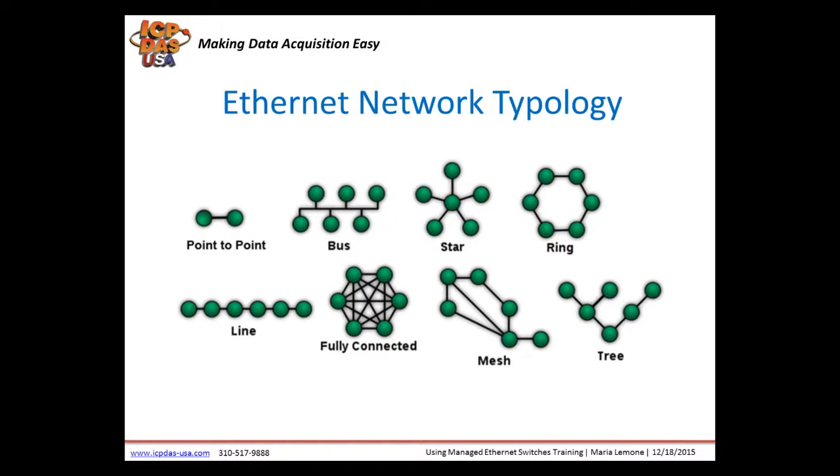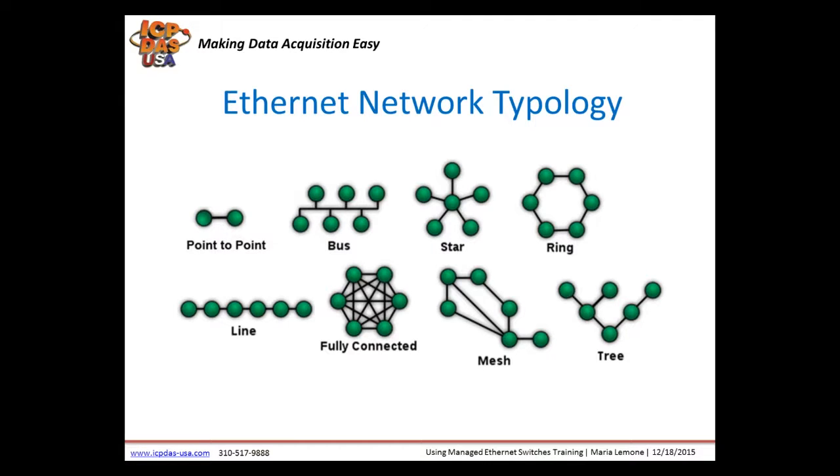Based on the physical layout of your network, there are different Ethernet network topologies that are implemented. A network with 2 devices and a cable between them is point-to-point. A network with more than 2 points is a bus network, which is a network where every node is directly connected to the main cable or backbone.